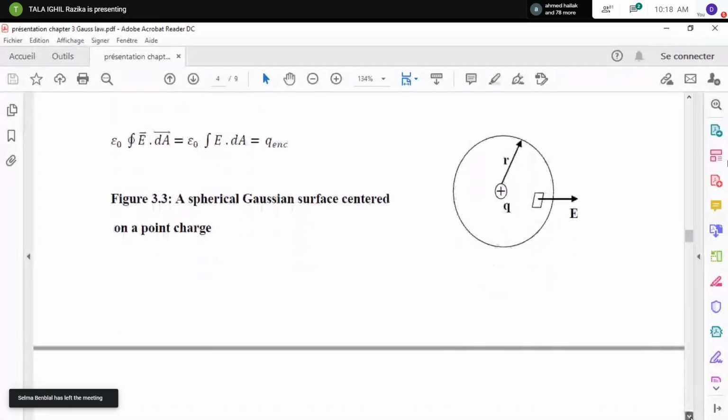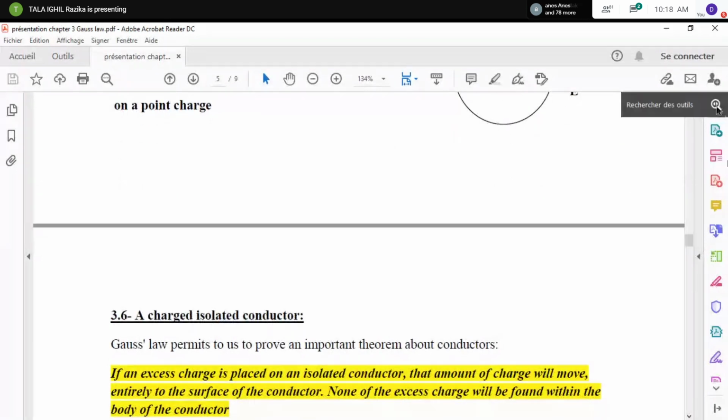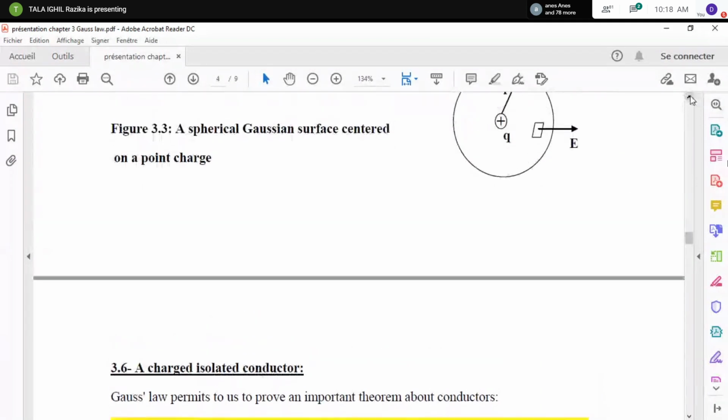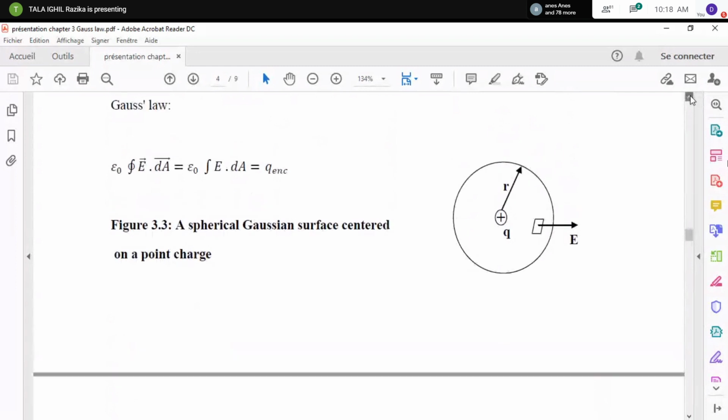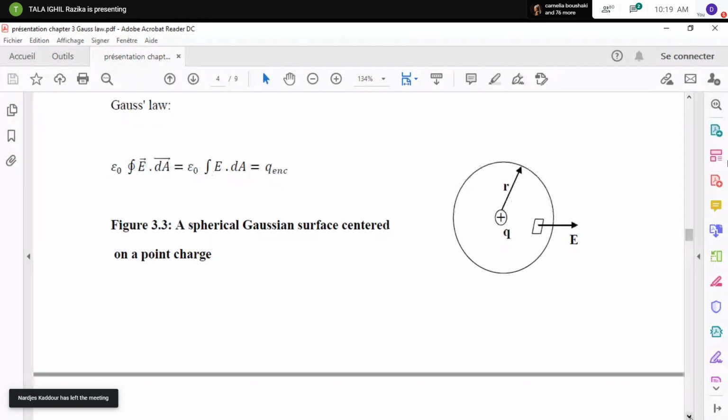So look here, if we integrate, we will have epsilon 0 EA equals Q enclosed, and A is 4 pi r squared. So we will deduce the same formula as from Coulomb's law.